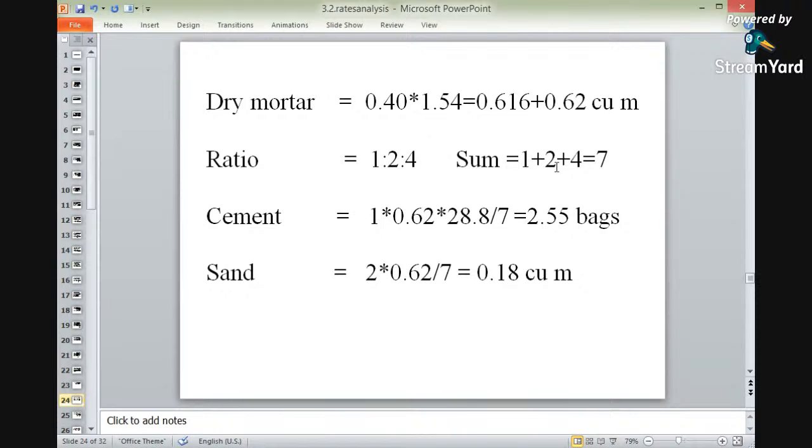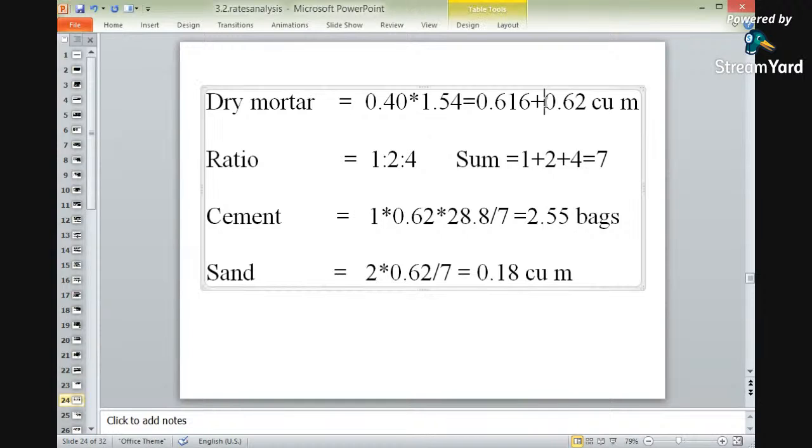Just after adding this, it comes to be 7, and 0.62 is the quantity of 1 multiplied. How much is the ratio for this? 1 multiplied by its ratio, it comes to be 0.62, and multiplied by its per bag. So how many bags of cement per cubic meter are required? 28.8. So here it is 0.62. Sorry. Okay.